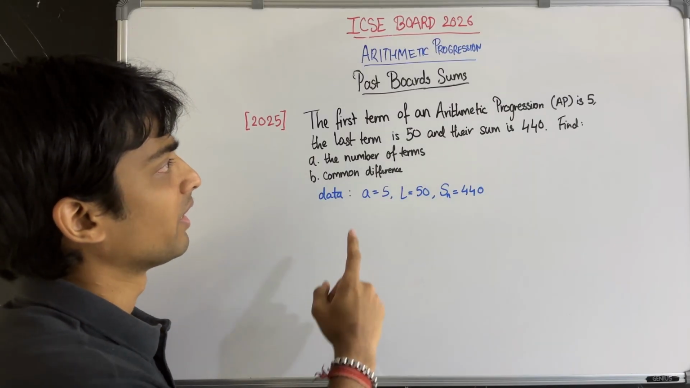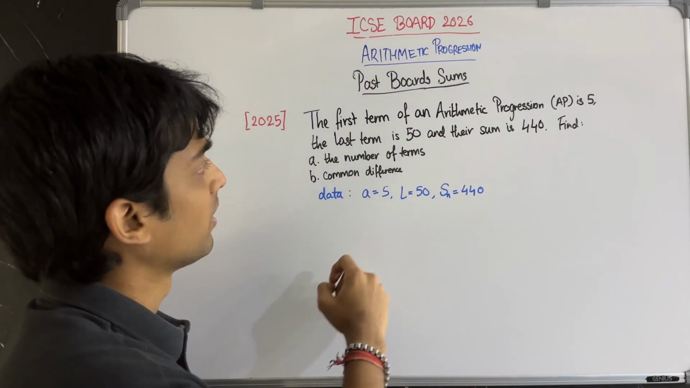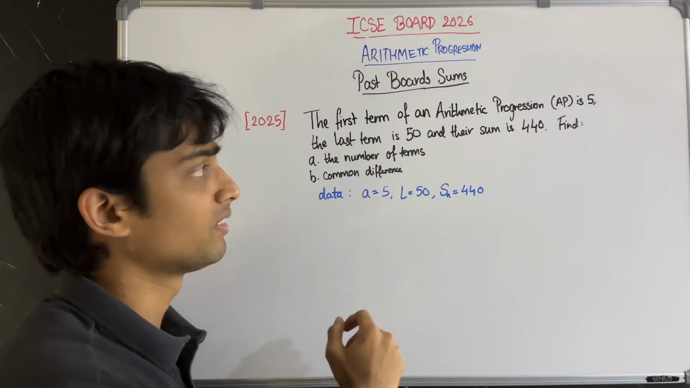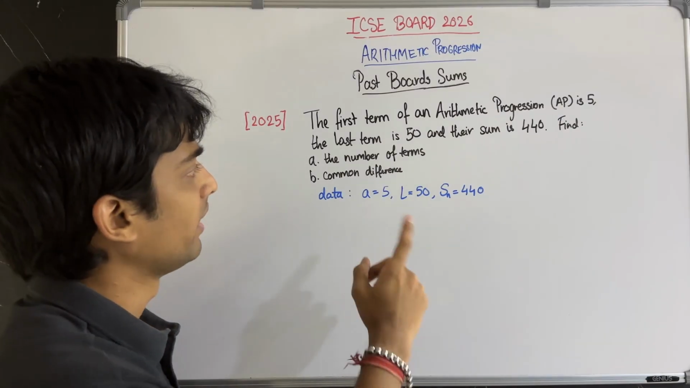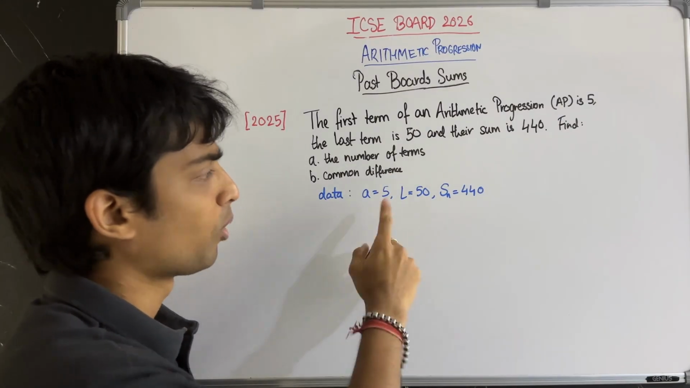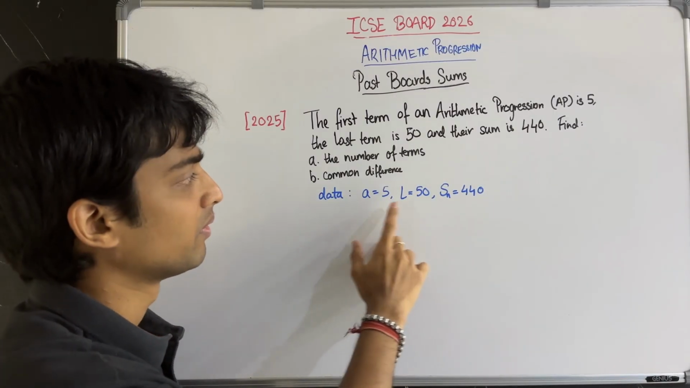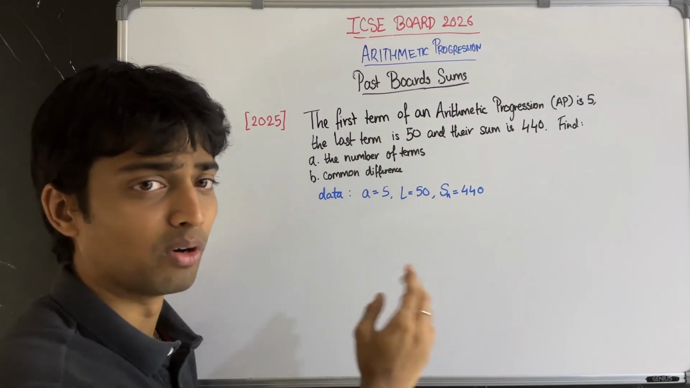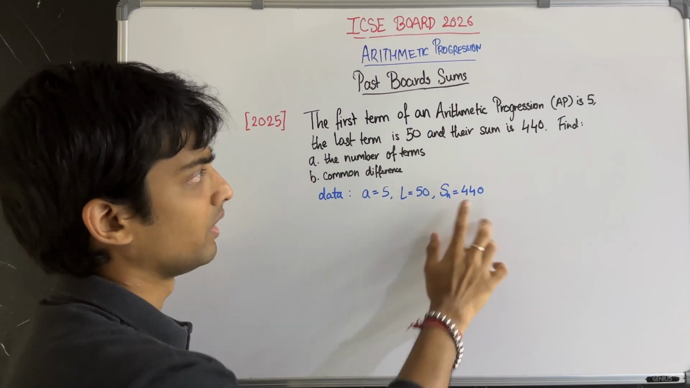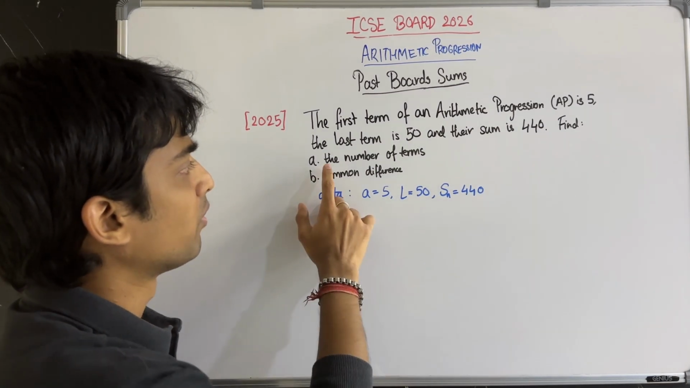The first term of an arithmetic progression is 5, last term is 50 and the sum is 440. Find the number of terms and the common difference. So we have written the data over here. a is 5, first term is 5, last term is 50. Sum of first n terms is 440. Now we have to find the number of terms.